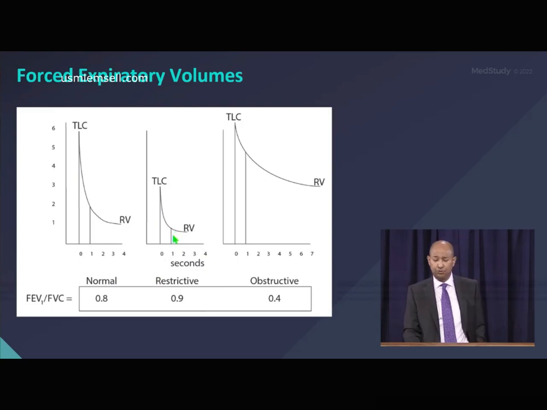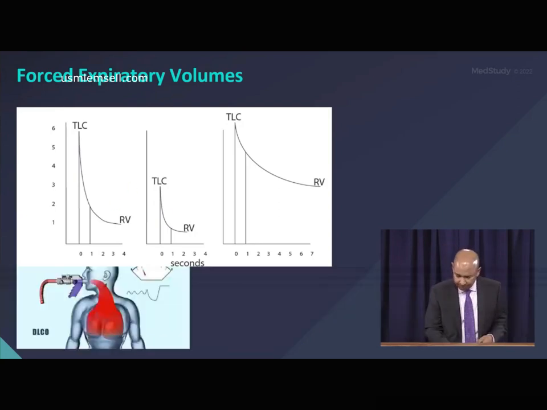Now, when you look at restrictive, sure, the FEV1 and the FVC are low because the lungs are small to begin with. Small lungs, less volume. But there is no obstruction there. And that's why we can't use just the FEV1 and FVC to diagnose restrictive diseases. You need to have that total lung capacity to really say it is restrictive.